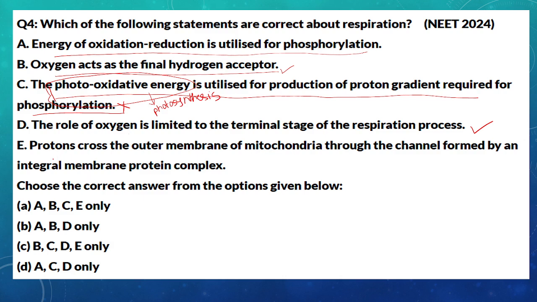Last one, E. Protons across the outer membrane of mitochondria through the channel formed by an integral membrane protein complex. It is not from outer membrane, it is from inner membrane. So option E is also wrong. Energy of oxidation reduction is utilized in phosphorylation. It is the correct one. So A is correct, B is correct, and D is correct. And so option B is correct.